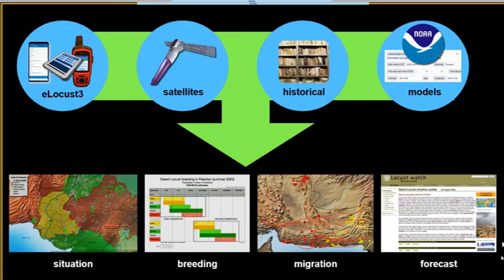And so these are situation updates, these are analysis on the breeding periods to understand how many generations of breeding there could be this summer and the timing of that breeding. This is migration maps and forecasts and predictions in advance of migration and invasion, and of course other forecasts to help you with your planning in terms of the survey and the control operations that you're undertaking. So this is a global system that requires and relies on standardized tools that are used by the locust teams in all of the countries.